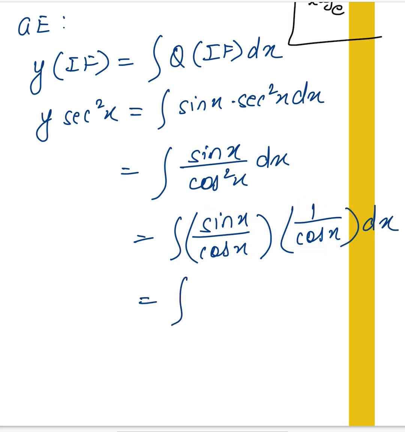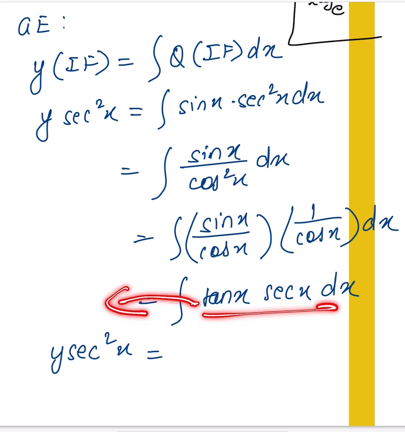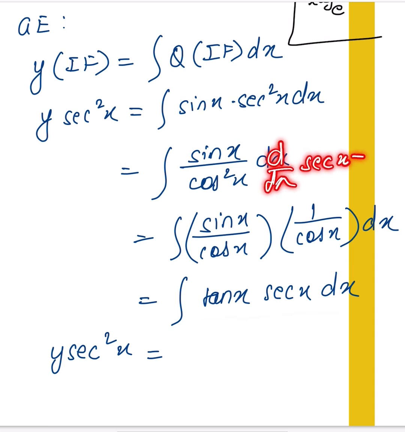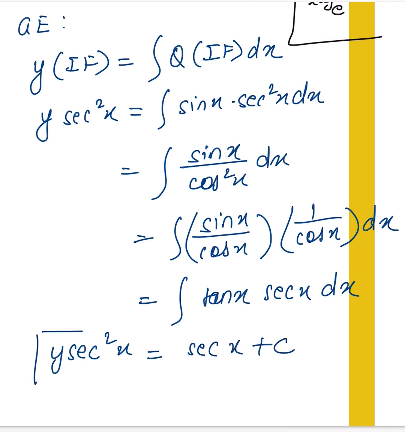Why? Because I know the integral of tan x sec x dx. Those who remember, integration is nothing but the reverse of differentiation. So when you have to remember a formula, think, what do you differentiate that you get sec x tan x? It's actually sec x, right? So when you integrate this, you are gonna get sec x plus c, right? This is our general equation.